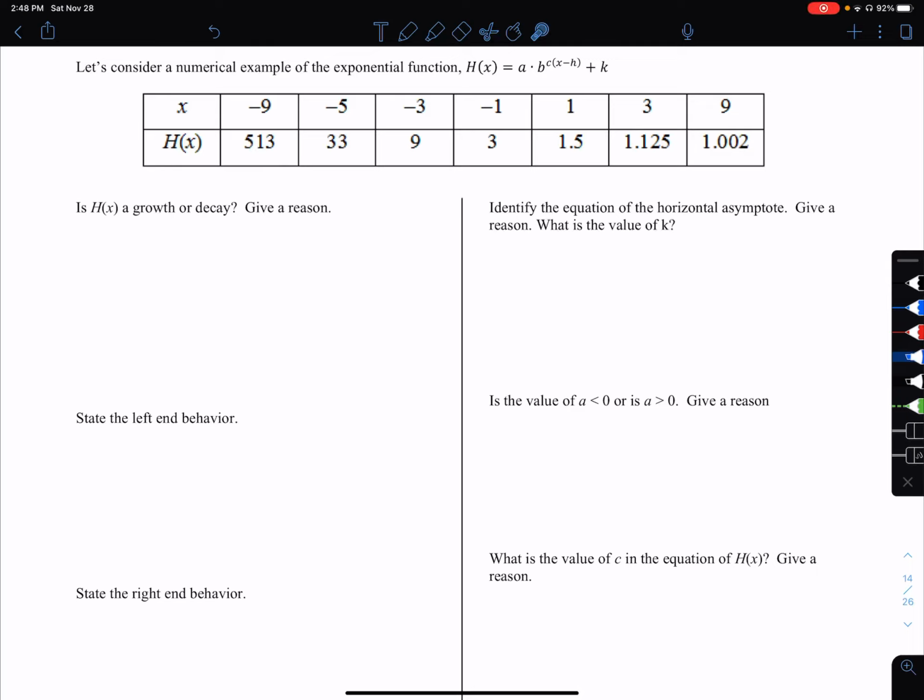For AP Calculus, looking at note 7.3, this is video 3 of 3. We're going to look at a table of values and answer some questions about this exponential. First of all, is h growth or decay?